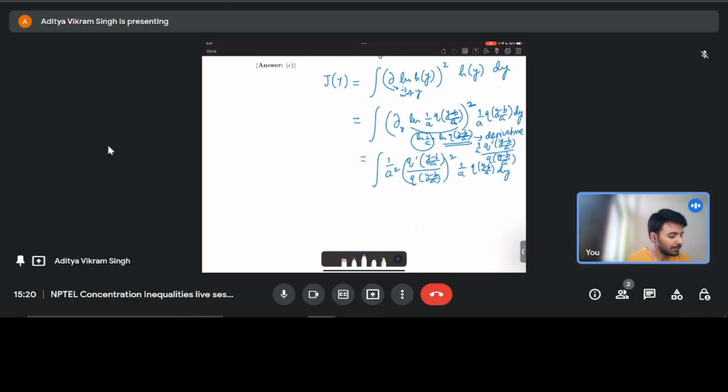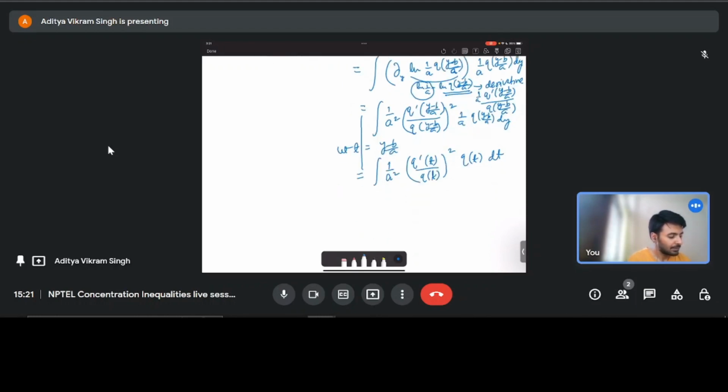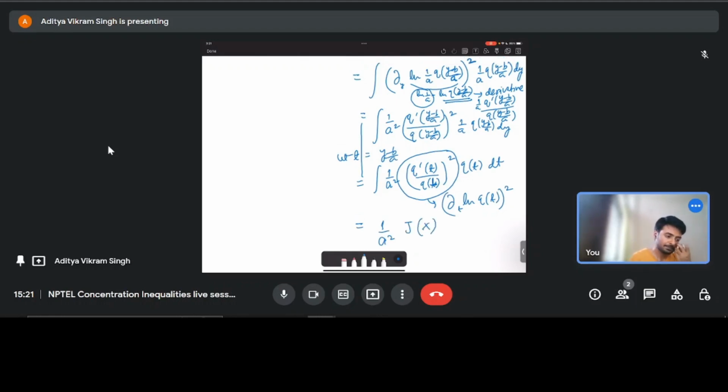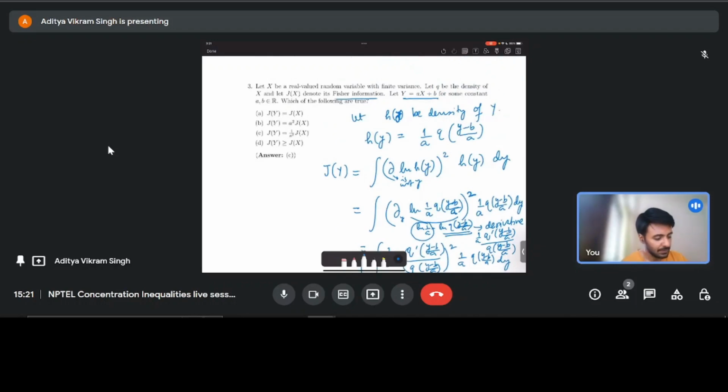Again, make a change of variables: let t be y minus b by a. Then this becomes 1 by a square, q dash of t by q of t, the whole square, times q of t dt. And this is just the derivative of ln q of t with respect to t, the whole square. So this is overall just 1 by a square J of x. So C is the correct answer.